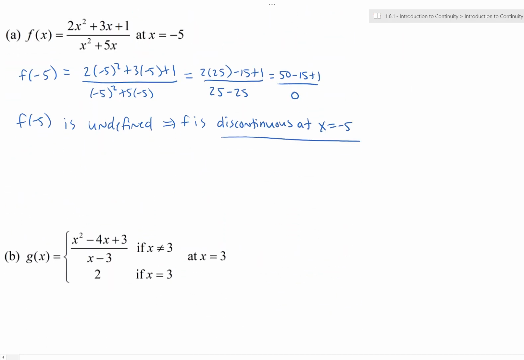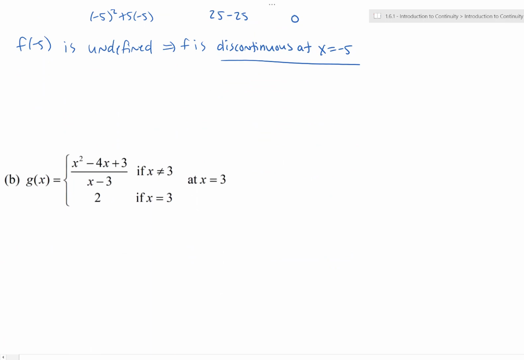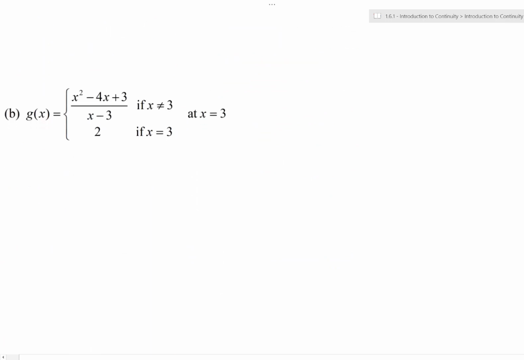How about the last part, this last example? Again, we're going to use the limit definition of continuity here. In this case, we're given a function g of x, which is a piecewise defined function. It is equal to x squared minus 4x plus 3 over x minus 3 if x is not equal to 3, and it's equal to 2 if x is equal to 3. It's kind of weird looking, but that's supposed to be a comma right there. Our job is to investigate what's going on at x equals 3.